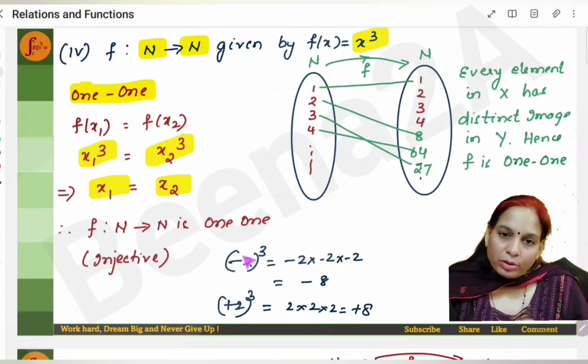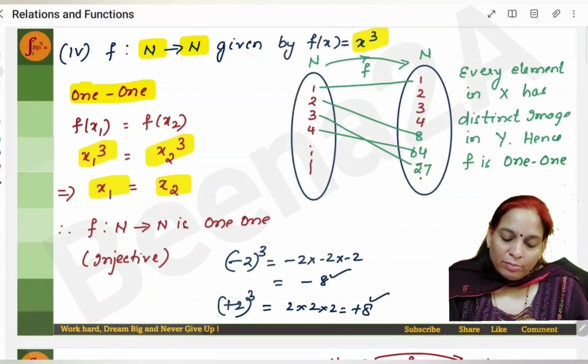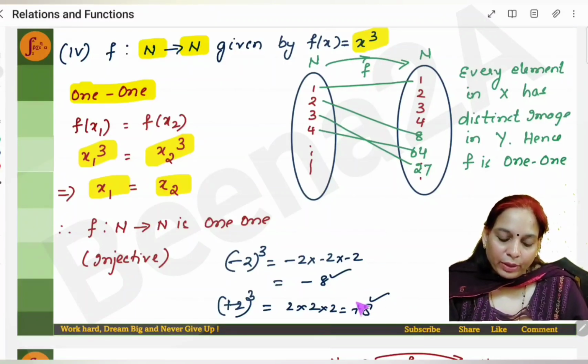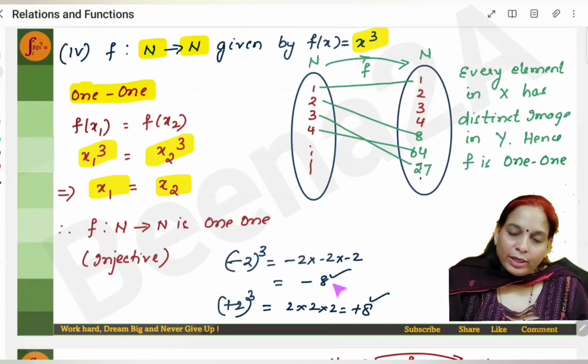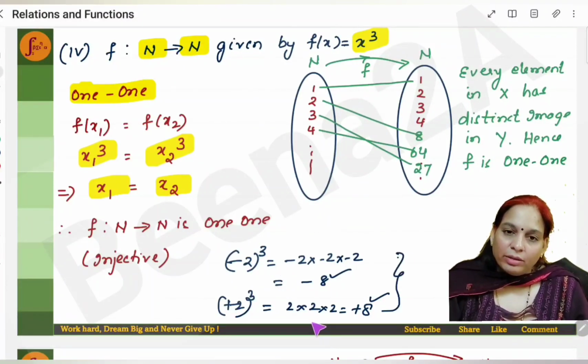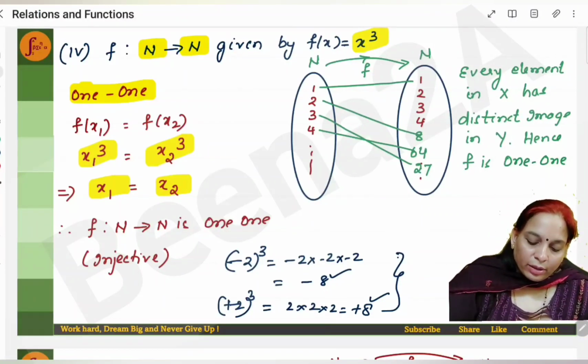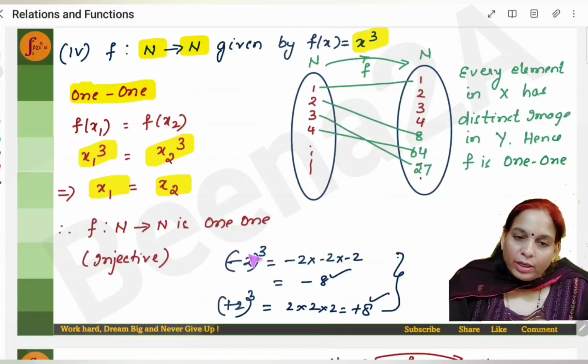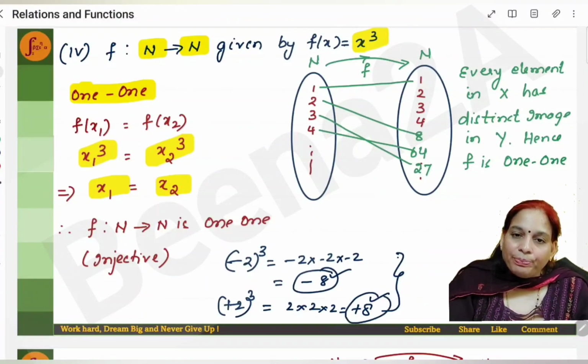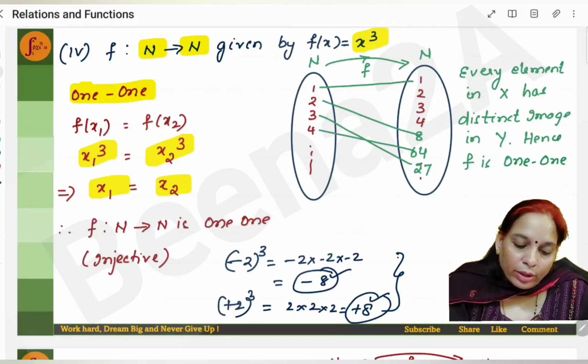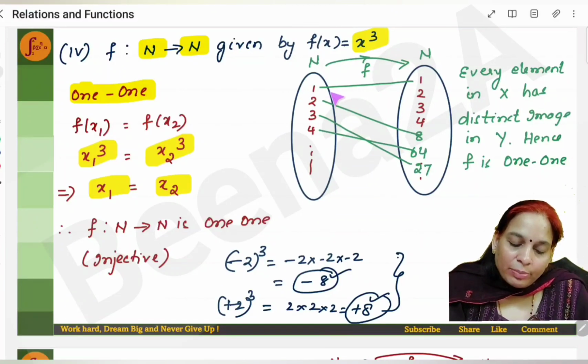So whether I take a positive number or a negative number, the image is going to be different, right? If I take minus 2, I'll get minus 8. If I take plus 2, I'll get plus 8. Since the images are different, it is distinct. So it's not like the square function, right? In the square function, whether you take minus 2 or plus 2, your answer is going to be the same. But in the cubic function, that's not the case. So therefore, you take any element in this particular set.